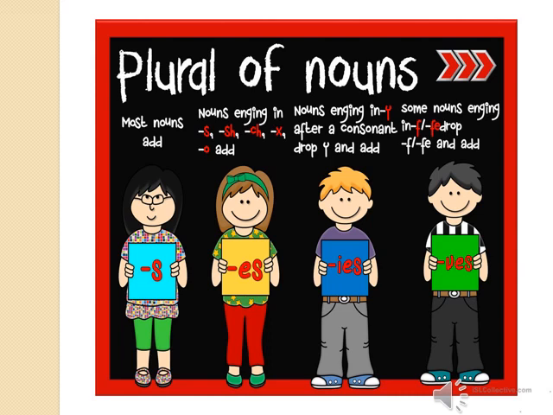Some nouns take ies if they end with a consonant and letter y, like the word baby. If you want to change baby into plural, we have to cross the y and add ies, babies, because we have a consonant before y.